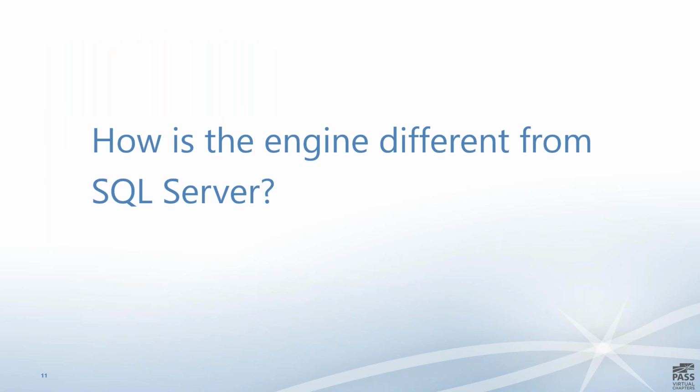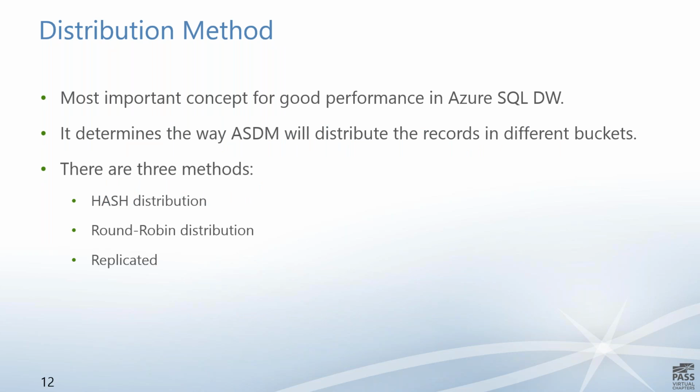Okay, so let's talk about how it is different from a SQL Server. So first thing is the distribution method. Like I said, this is the way that Azure SQL Data Warehouse is going to take a record and put it in a different bucket, and then those buckets will get attached to different machines that are part of the data warehouse.